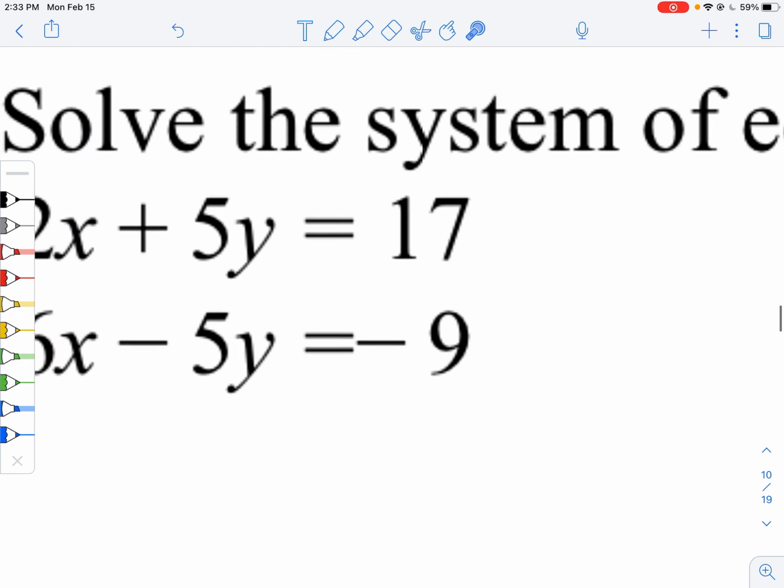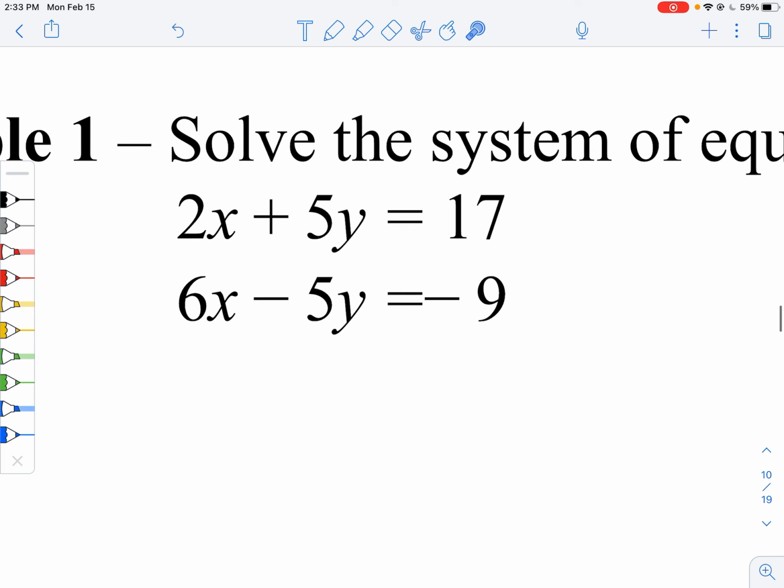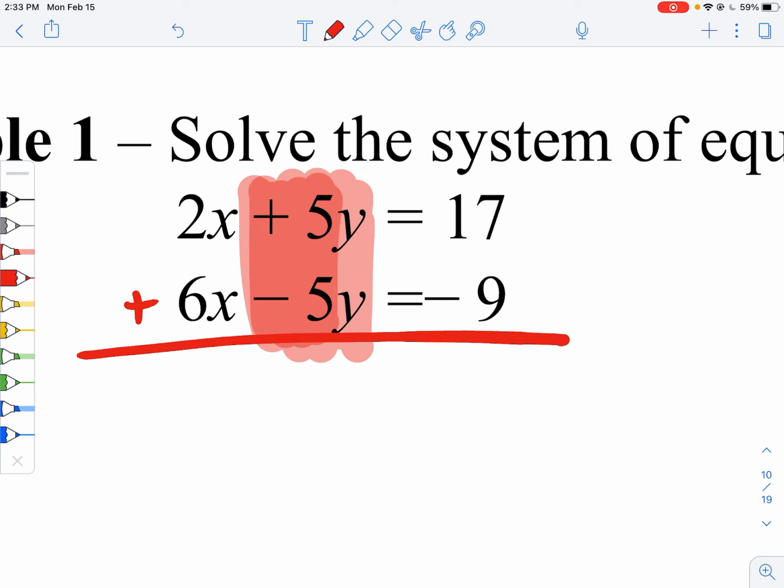First, look for variables that will cancel out. Sometimes it'll be the x. In this case, it is the y, because you have a plus 5 and a minus 5. So those are going to cancel each other out. We'll straight up add these two equations together. Going across, 2 plus 6 gives us 8x. Negative 5y plus 5y gives us nothing. And then 17 minus 9 gives us 8.